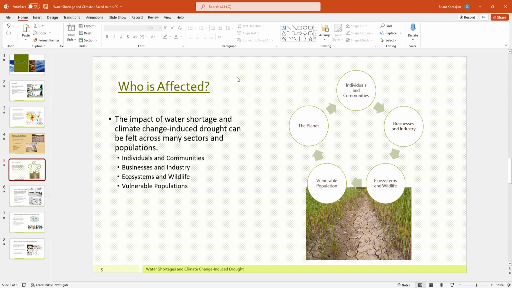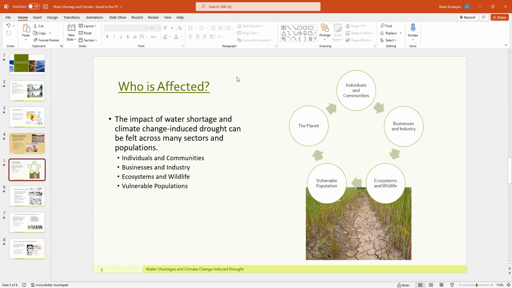The individuals and communities, as we see, one of the most direct impacts of water shortages and droughts is on the individual and community who rely on the water for their daily needs. Water scarcity can lead to reduced access to safe drinking water, which can cause dehydration, malnutrition, and other health issues. In addition, droughts can also reduce crop yields and lead to food insecurity, particularly for communities that rely on subsistence farming.